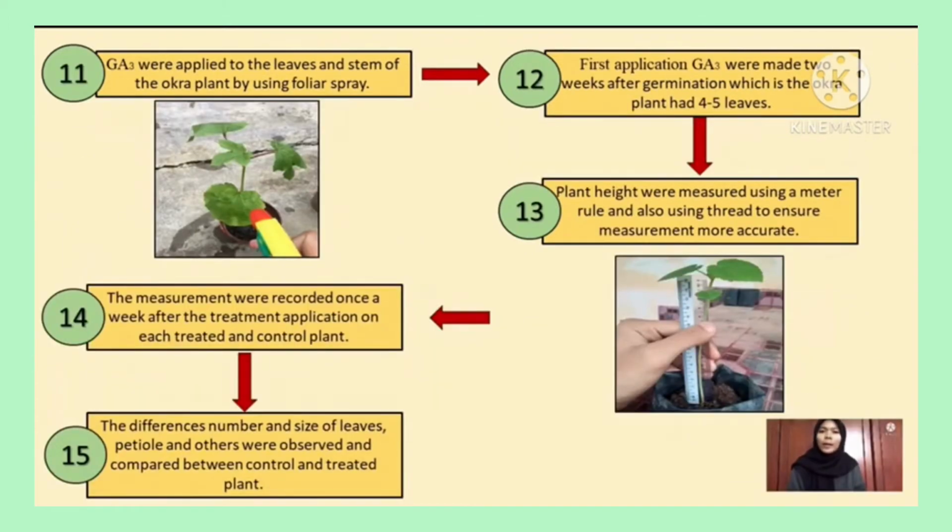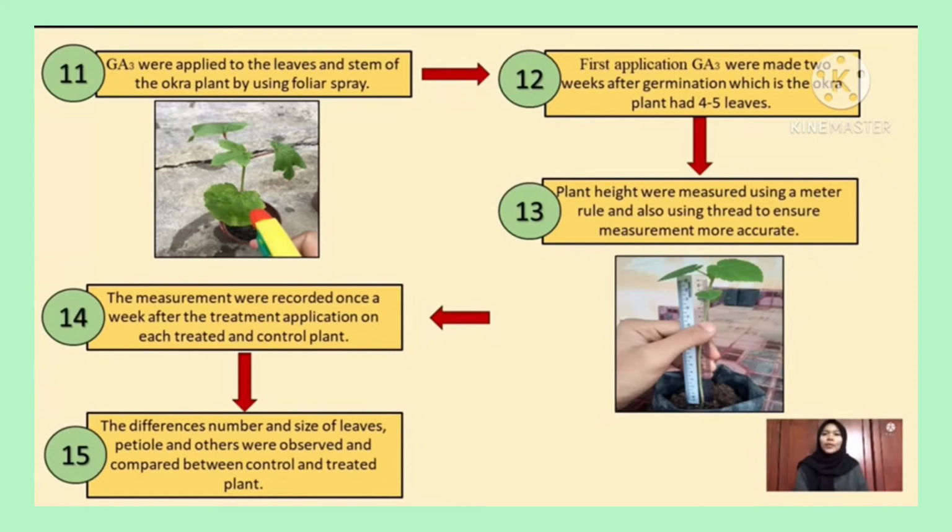Gibberellin hormone was applied to the leaf and stem of the okra plant by using foliar spray. The first application of GA3 was made 2 weeks after the germination of the plant, when the okra plant had 4 to 5 leaves. In this experiment, no fertilizer was applied because we wanted to see whether applying the gibberellin hormone would give an effect to the growth of the plant, like the okra plant becoming taller or producing a good yield, or would give damage to the plant, like the plant dying when this kind of hormone is applied.